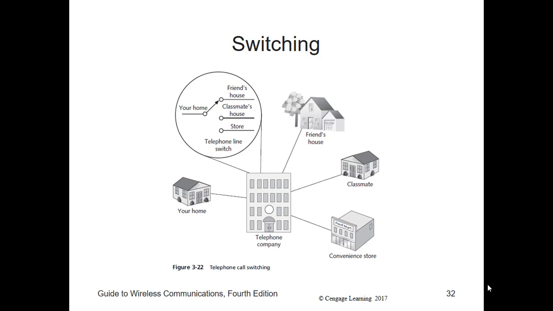So if we were to draw a simple network of 5 telephones on a piece of paper, you'll notice that you would need 10 cables to interconnect all of them. And that is what we call a mesh network today.